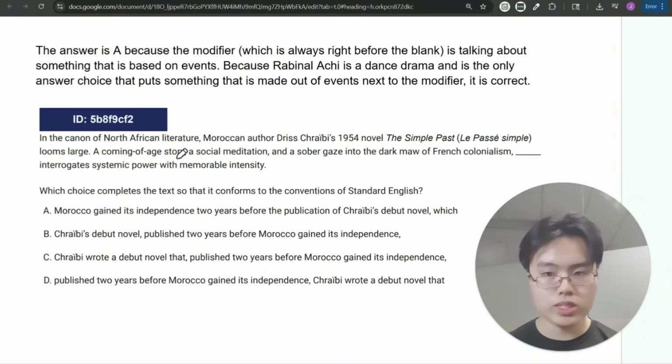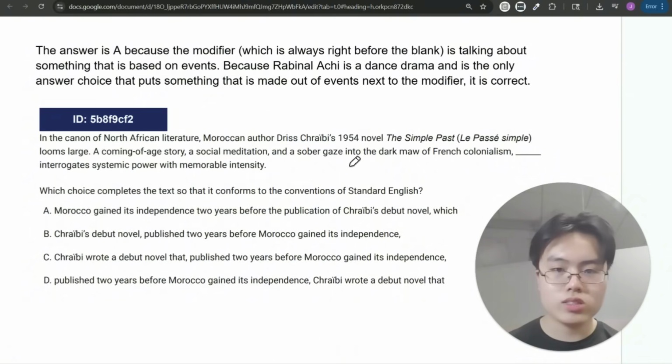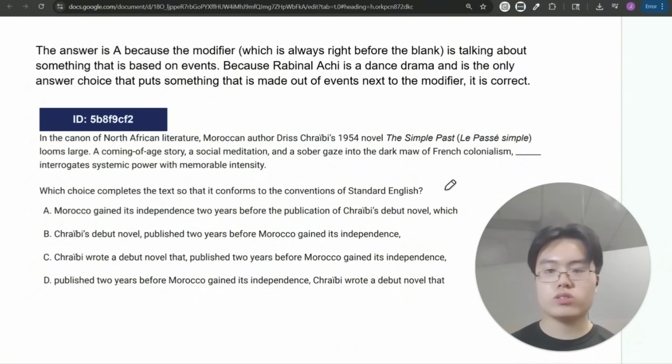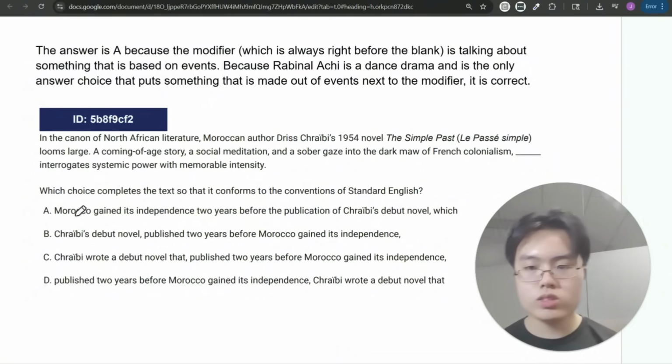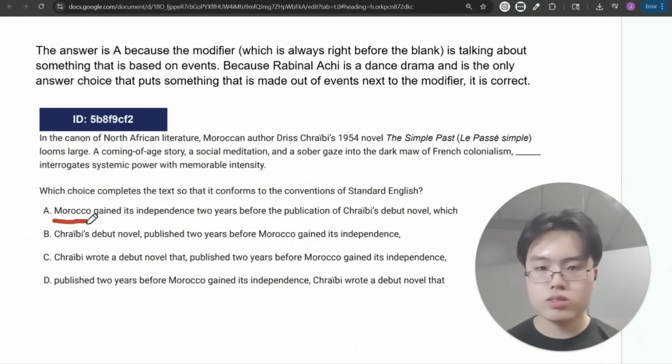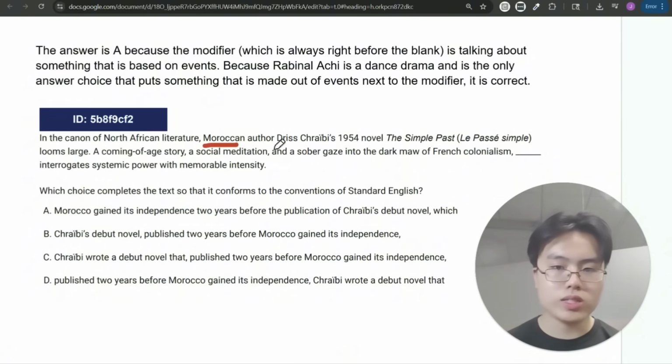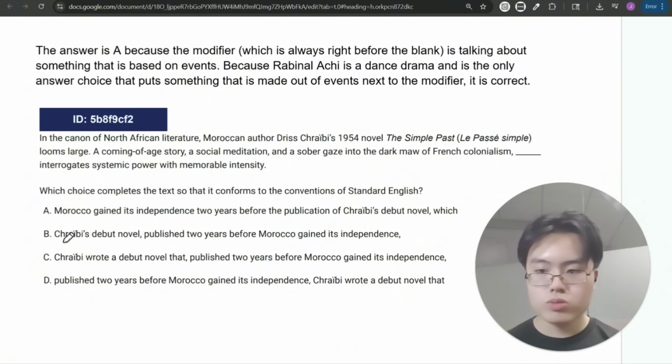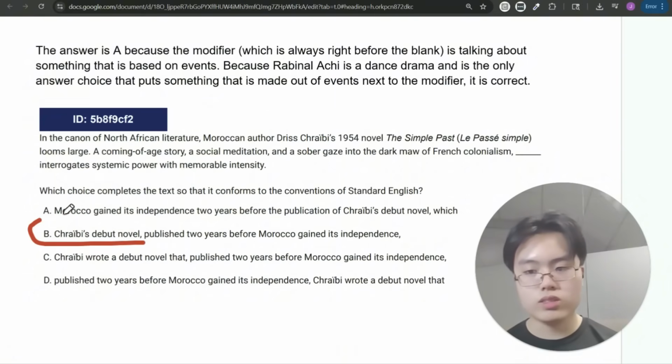So, a coming of age story. Okay, we know it's a story. That helps a lot. Social mediation, summer gaze into dark mall. Okay, so it's talking about a story, and then a bunch of other stuff about the story. But let's just look for a story. Okay, Morocco, that's a place. If you don't know, that's actually the place the author is from. So that's not a story. Okay, this is the author's name. Author's debut novel. Okay, yeah, that's a story.